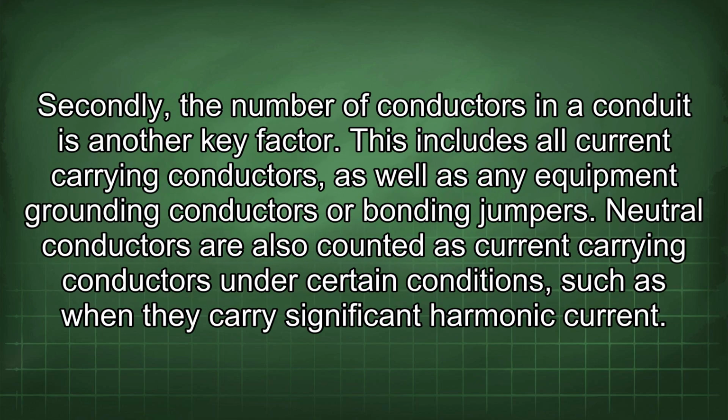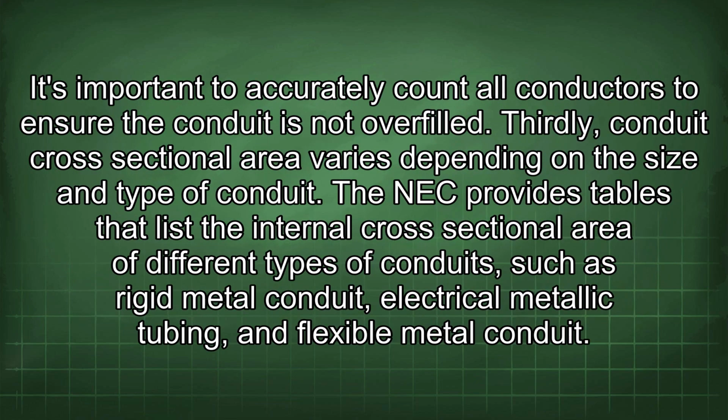Secondly, the number of conductors in a conduit is another key factor. This includes all current carrying conductors, as well as any equipment grounding conductors or bonding jumpers. Neutral conductors are also counted as current carrying conductors under certain conditions, such as when they carry significant harmonic current. It's important to accurately count all conductors to ensure the conduit is not overfilled.